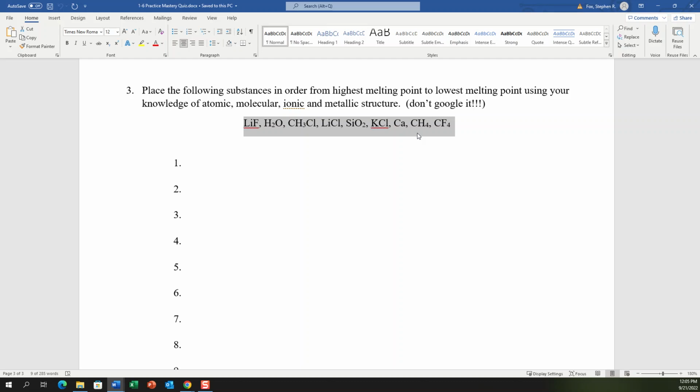So when you're doing the one in Schoology, make sure you're not Googling the answers, because if you Google it, it's going to be out of order from the actual answer that I have, because I'm not using Google.